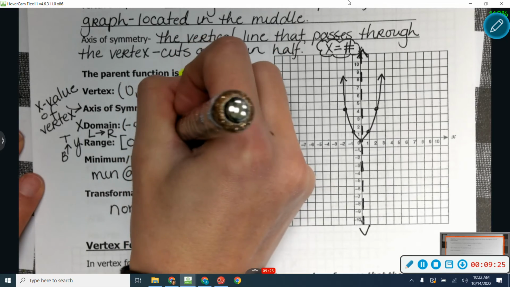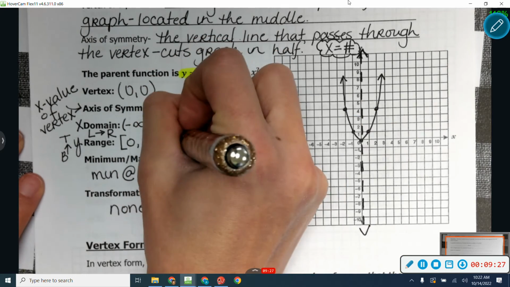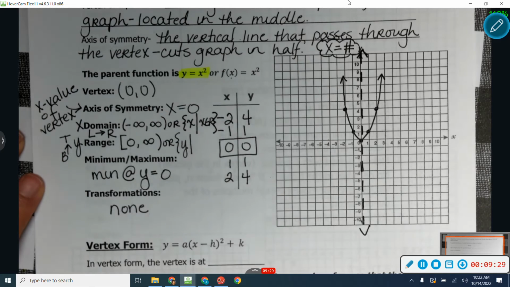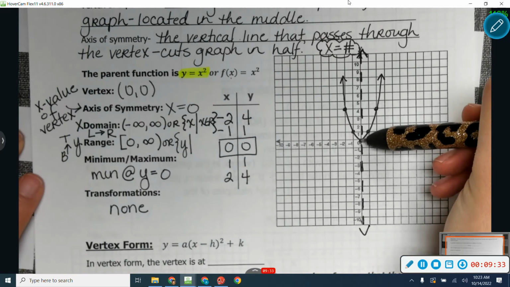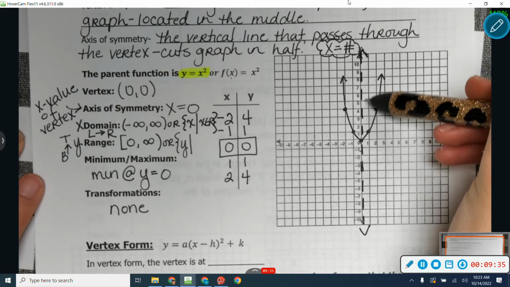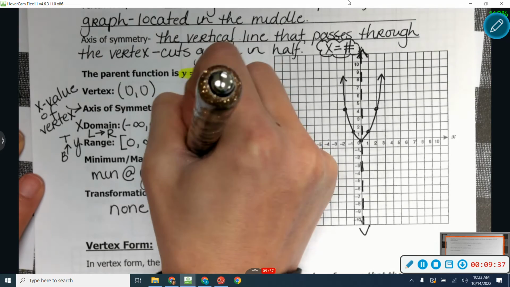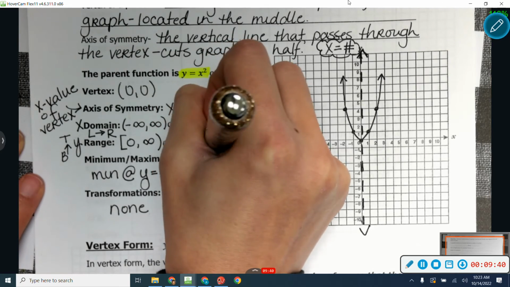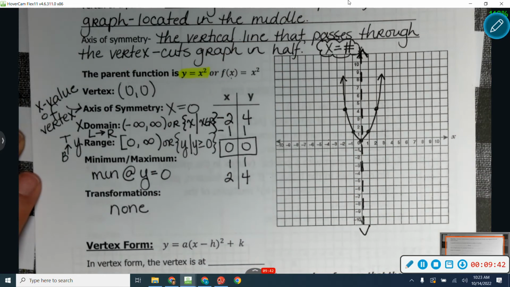Now, if I was doing set builder, I would have a y with a bar because my variable is y. And what would my inequality be? Y is what? Greater than or equal to 0. Okay, that range will always be the y value of your vertex. Okay?